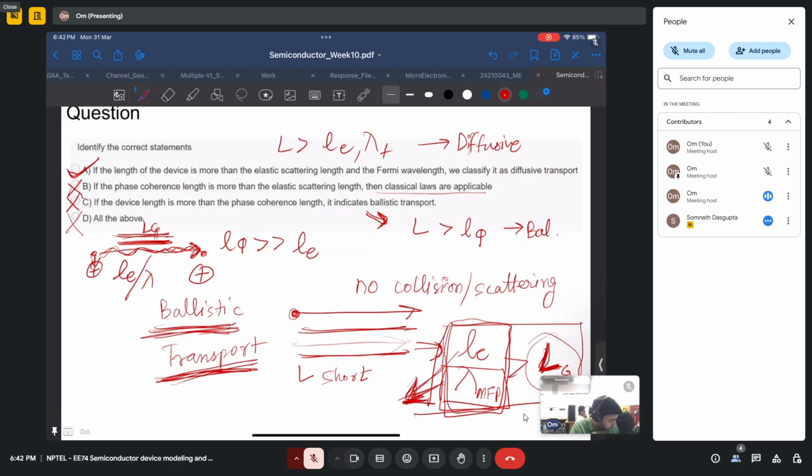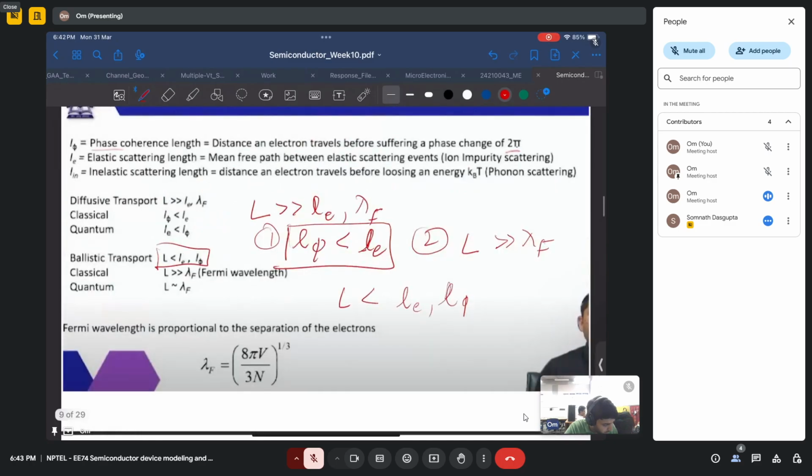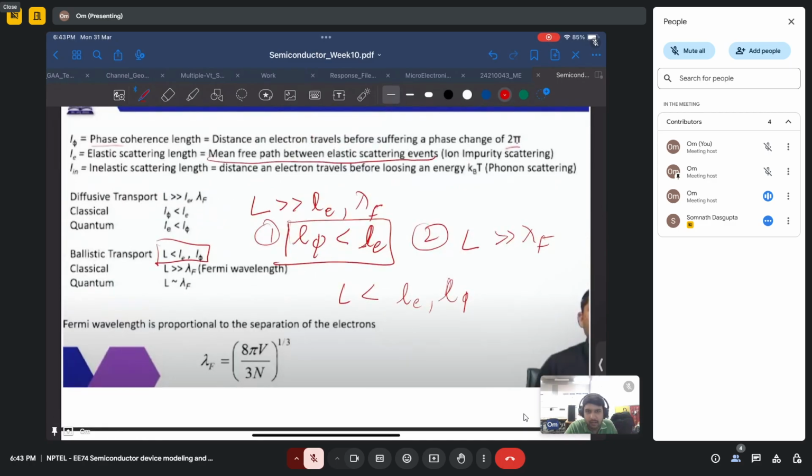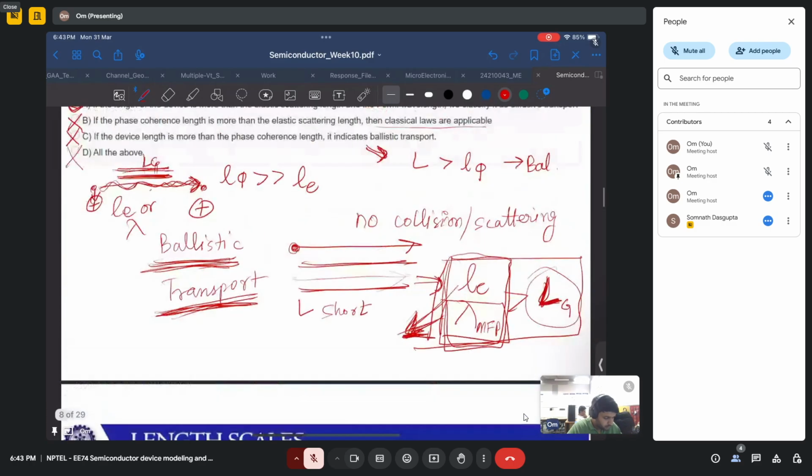No, this is not a ratio. It is not Le by lambda. It is Le or lambda. Both mean the same thing. If you see Le's definition, it is the mean free path between elastic scattering events. It is Le or lambda, no ratio. Both mean the same thing.